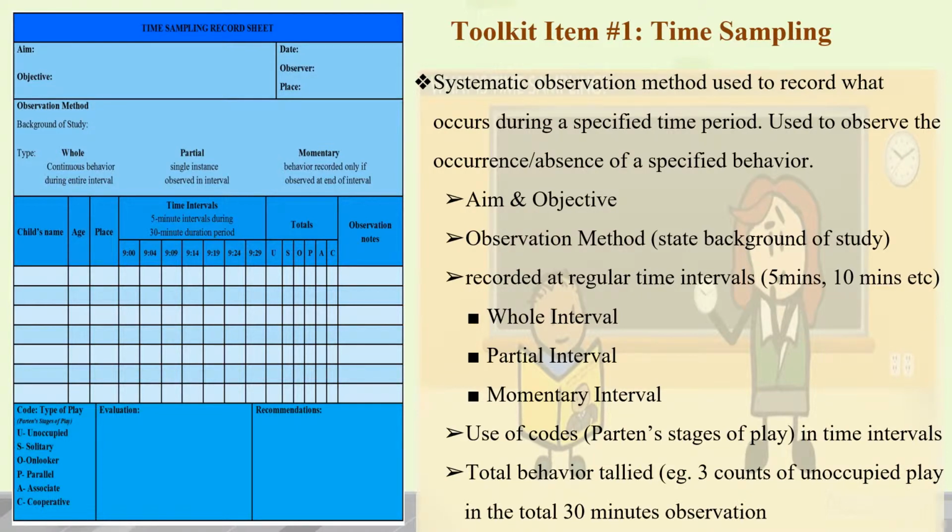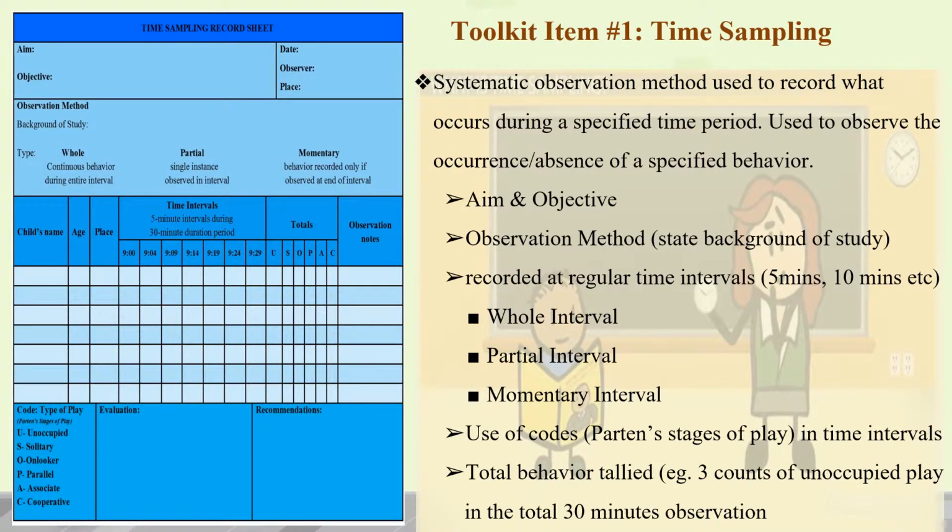This record uses intervals of 5-minute time slots in a 30-minute duration period. So we're starting from 9 o'clock to 9:30, and each interval is 5 minutes. Now up above, you would circle if it's whole interval. That means if you observe the continuous behavior during the entire interval, then you would be using the whole interval method. If you're using partial interval, then you're only recording if there is a single instance observed during the interval.